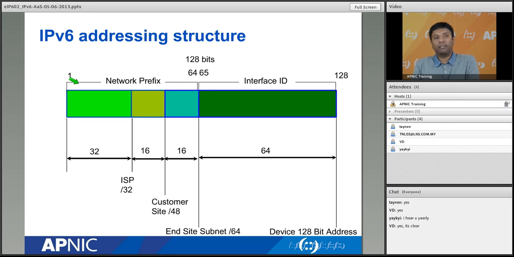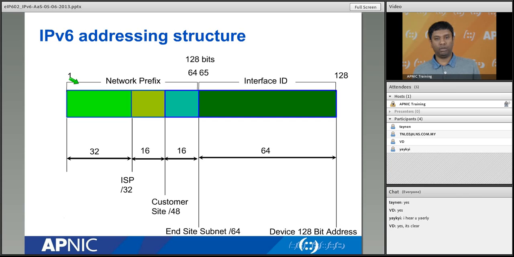the central registry level. On the central registry level, they take 9 bits from bit 4 up to bit 12. So 2 to the power 9 equals 512 /12s they can create as subnets, right? Out of the 512 /12s, they have distributed 5 /12s to the 5 regional internet registries in the world, right? And then they keep 1 /12 for special purposes. So this is how each regional registry receives a /12.